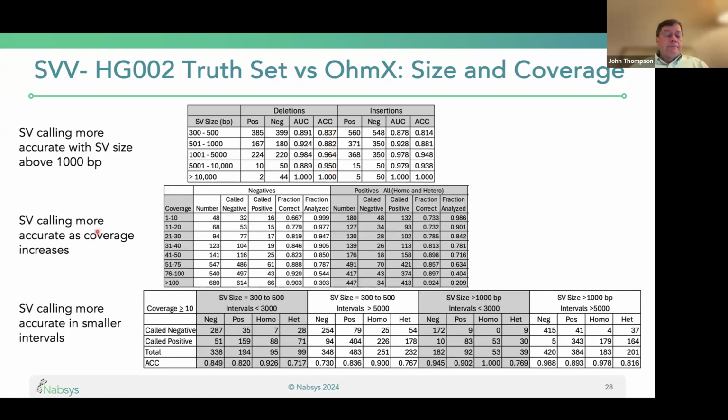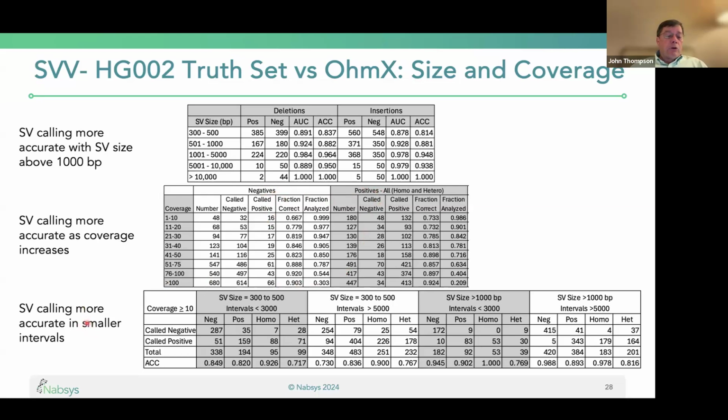It also matters what the coverage is. As with sequencing, if you have lower coverage, the accuracy is lower. If you have coverage of 10 or less at the site of the variant, you only get about 2/3 correct, whereas if you're up over 100, you have over 90% correct. And it's similar for, well, this is for the true negatives and true positives.